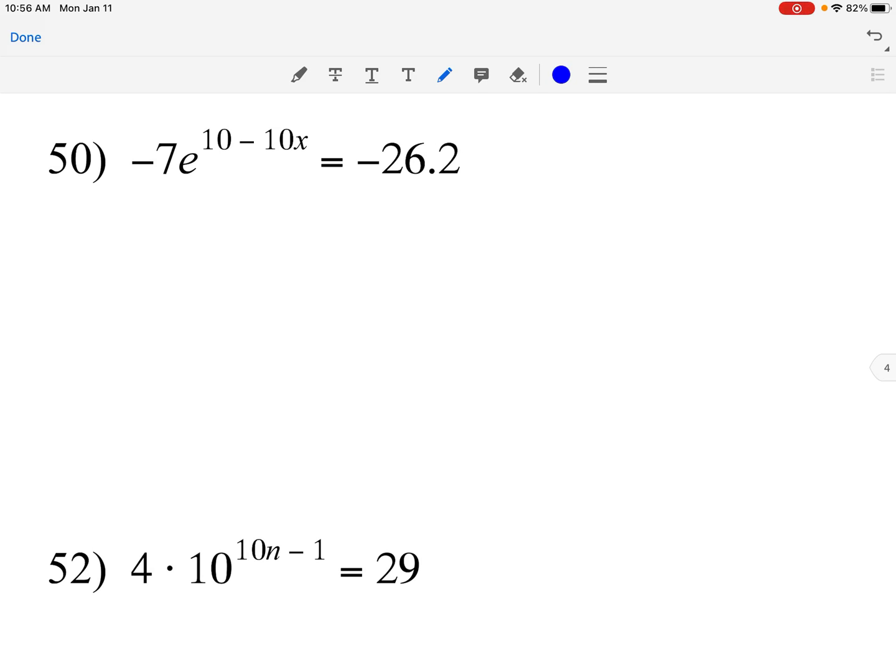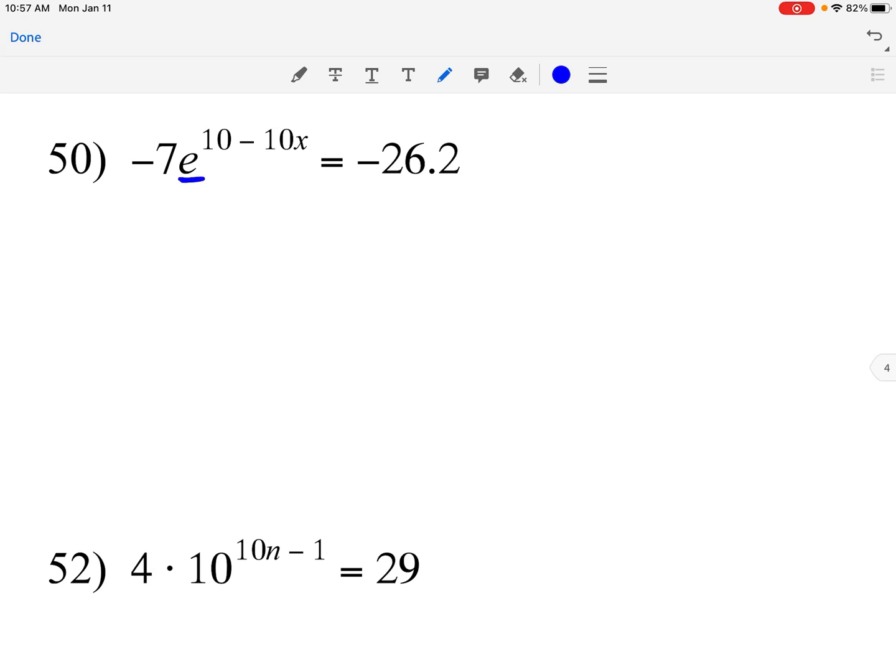In this section, we're solving our exponential equations. We only have an exponent on one side, though, so we can do it by changing into logarithmic form. So we'll do number 50 together, but the first thing in the hint in the instructions is that we have to get the exponent, the part with the exponent, by itself.